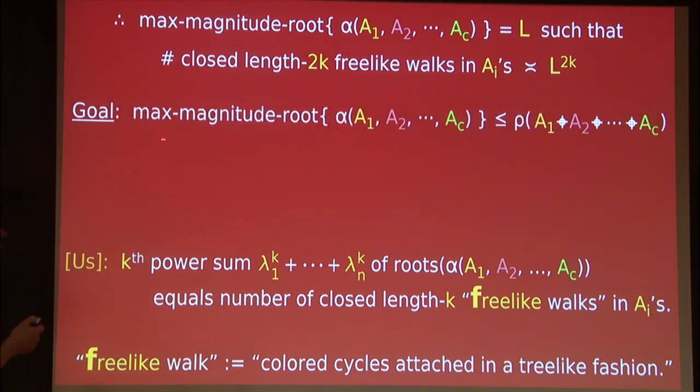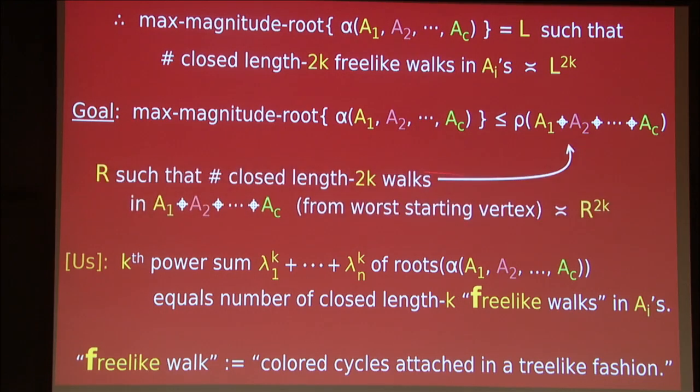Remember, our goal was to show that the maximum magnitude root of this polynomial is at most the spectral radius of this infinite graph. Now here's the only part where you need to know what the spectral radius of this graph means. Imagine doing the trace method on this infinite graph. It's that number r such that the number of closed length 2k walks in this graph, from the worst starting vertex, scales like r to the 2k. This statement has nothing to do with this being an additive product graph. It's for any infinite graph.